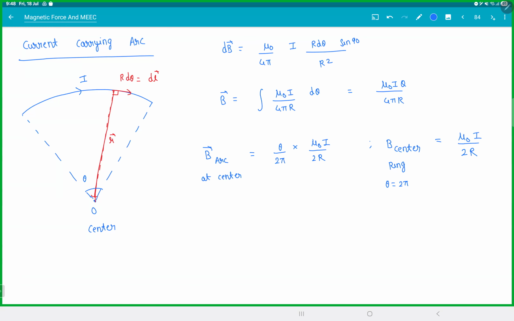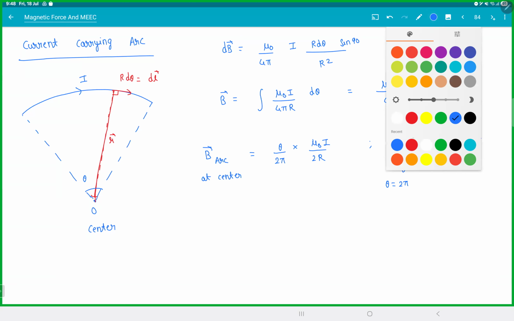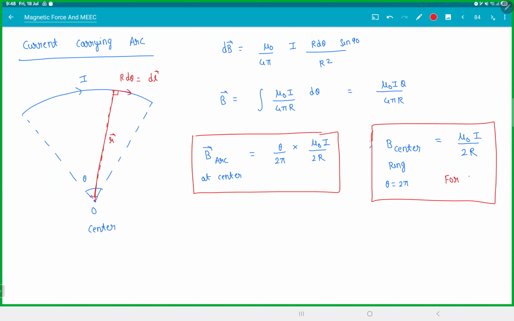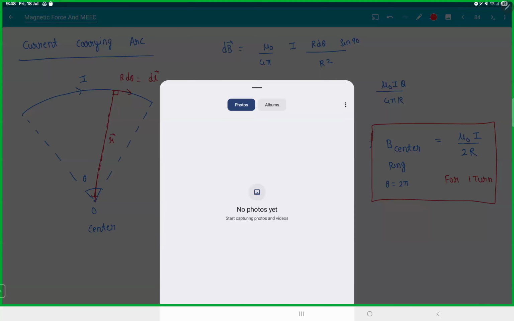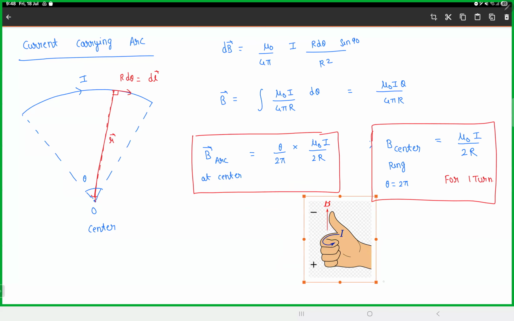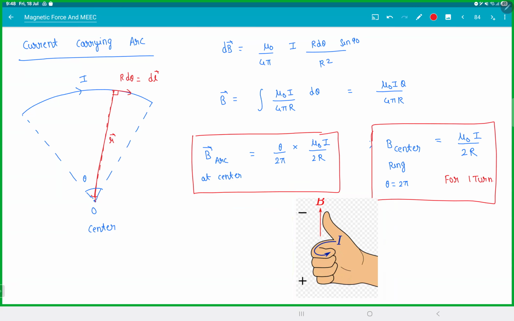Remember, this is for one turn. If there are n turns, you'll multiply by n. That's for an arc, and this is for a ring. The direction is given by, again, the right hand thumb rule. If the current is going in a circle, put your fingers along the current and the thumb will give you the magnetic field direction.